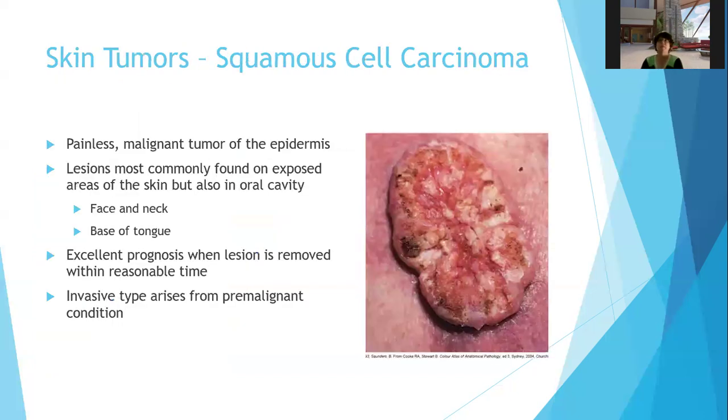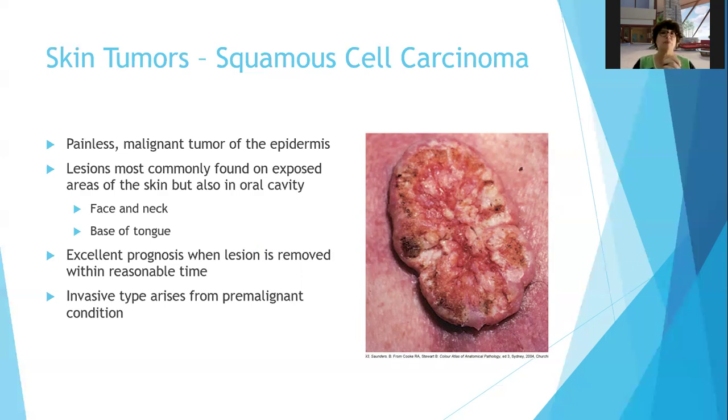So the most common kind of skin tumor is a squamous cell carcinoma. It's usually a painless malignant tumor of the epidermis, most commonly found on exposed areas of the skin, but also in the oral cavity. So when you go in for your regular dental checkup, they usually check for this sort of thing. Face, neck, and base of tongue are common areas for squamous cell carcinomas.